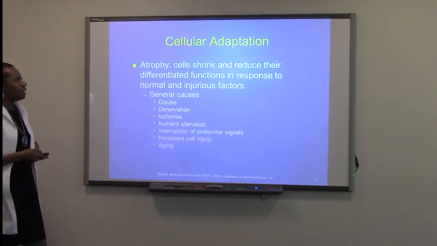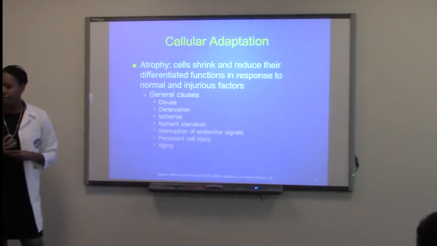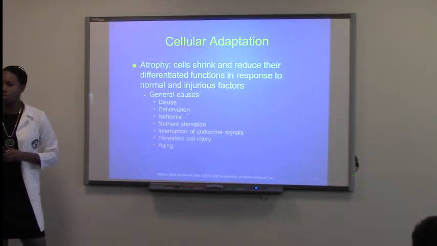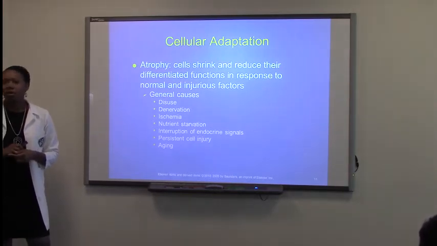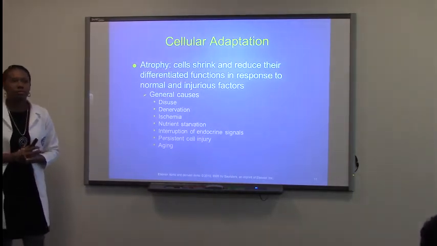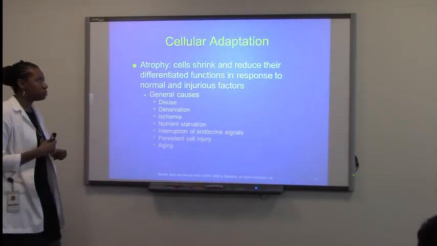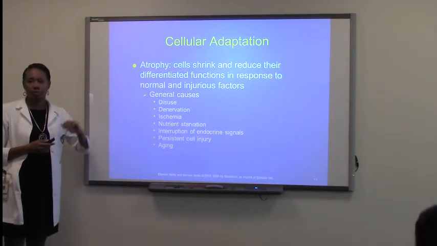Okay. Now, another thing we're going to talk about is cellular adaptation. Sometimes these cells can go through different changes, whether we're talking about size, shape, or the number of cells that you can produce. So the first type of cellular adaptation that we're going to talk about is atrophy.